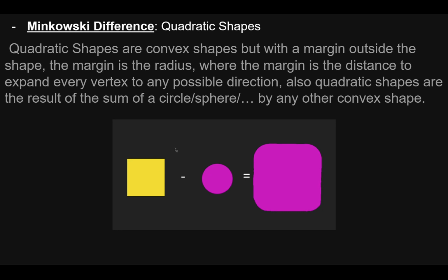So quadratic shapes are basically convex shapes like any other, but these have a radius, which basically is like a margin surrounding.